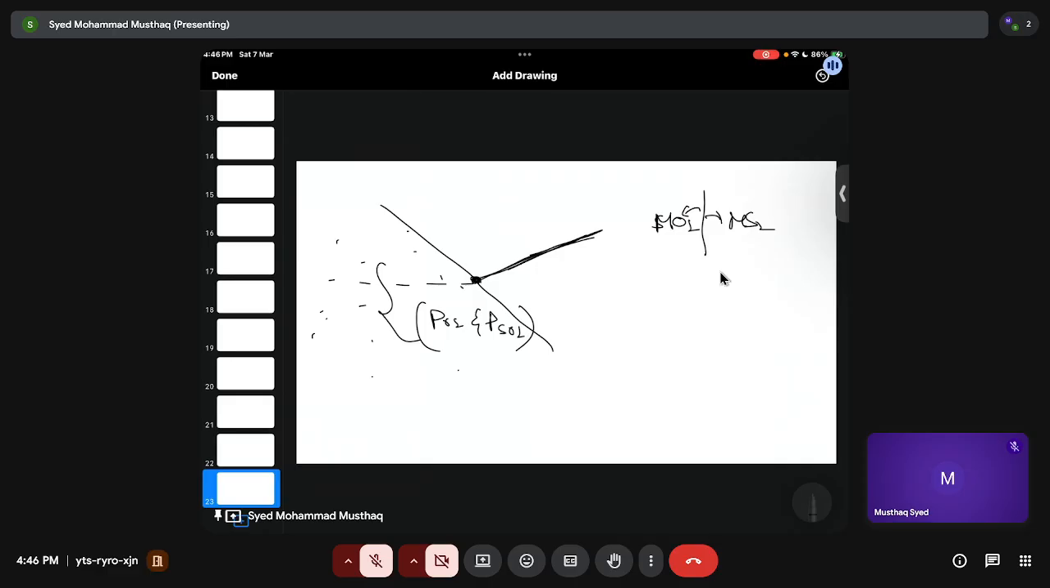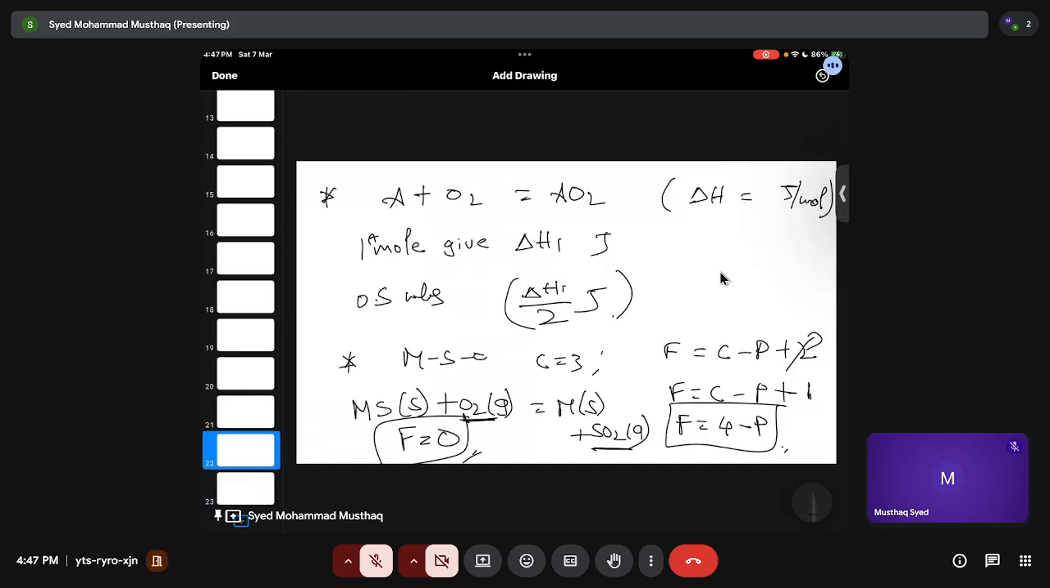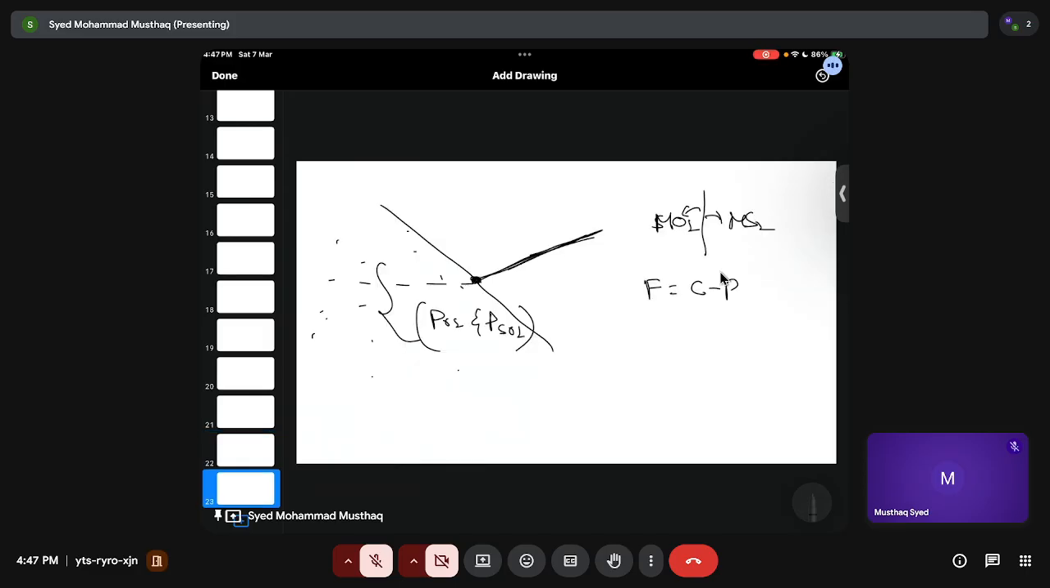That's what happens in water, right? So degrees of freedom will be equal to the number of components, right? What is the relation? Yeah, number of components minus number of phases. Okay. So if my components are 2, why? Because it is hydrogen and oxygen.